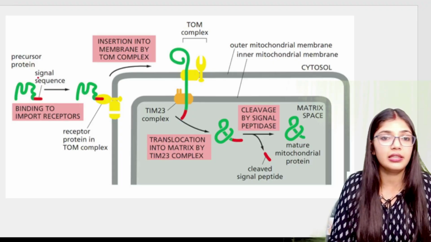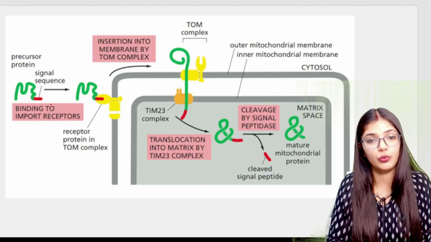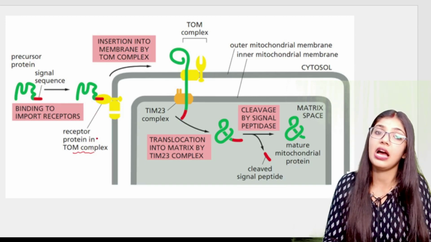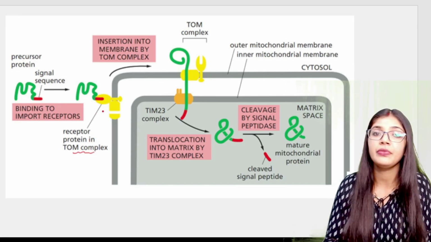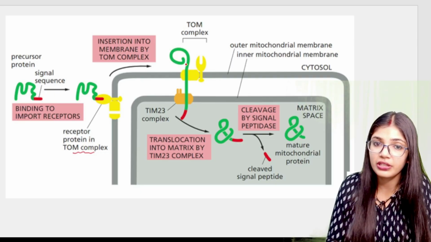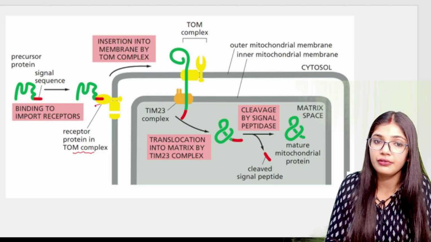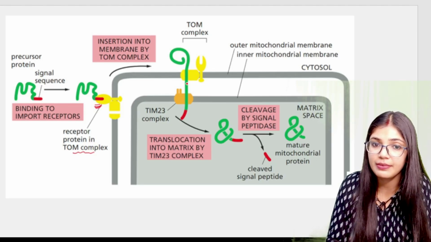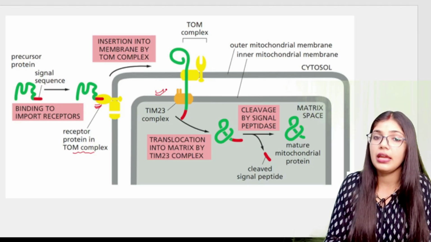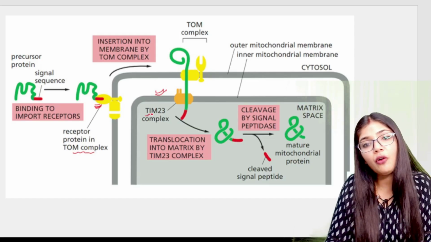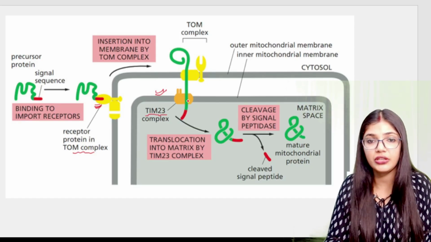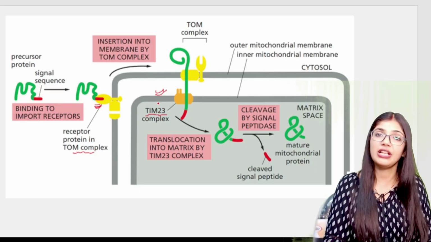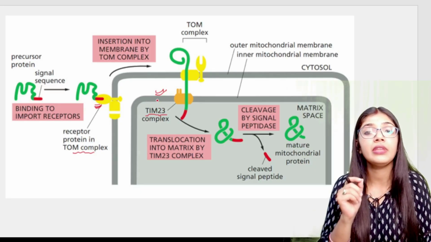Here we can see there is a signal sequence in the protein and it has been recognized by a TOM complex which is present in the outer membrane of mitochondria. After that, it is being transferred. Here you can see the recognition is taking place, and after the recognition, it has been targeted to the inner membrane by the help of one protein which is known as TIM23. It is a translocon present in the inner membrane.